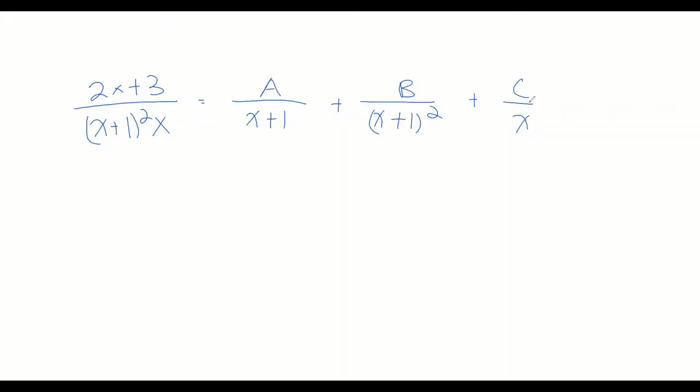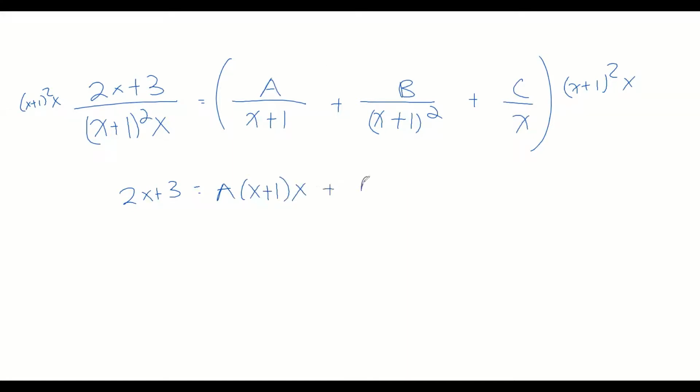So now I'm going to do that same process where I multiply that denominator onto both sides, and it's going to get multiplied to this whole thing. That leaves me with just this 2x plus 3 on the left-hand side. And to skip ahead, when I multiply x plus 1 squared times x to this first term, I'm going to get a times x plus 1 times x. This second one is just going to be left with b times x, and this third one is going to be left with c times x plus 1 squared.